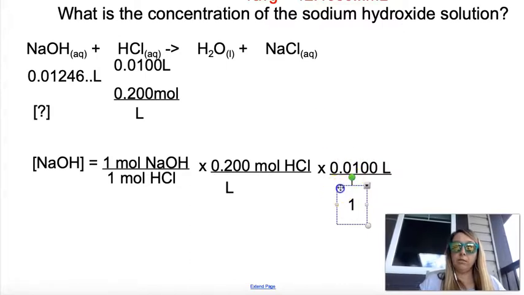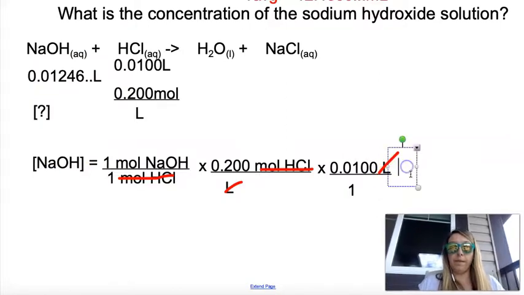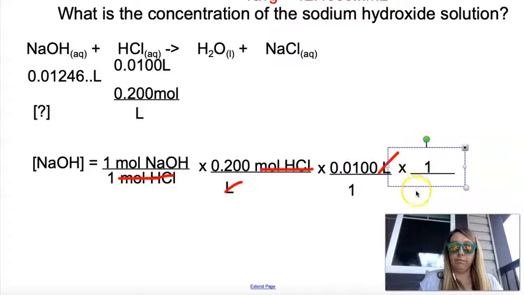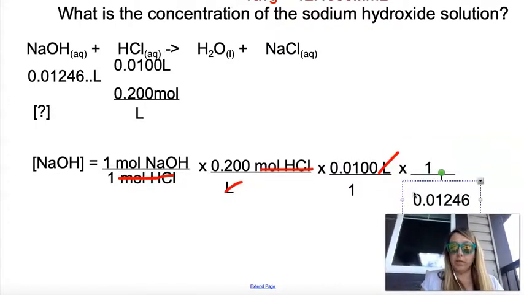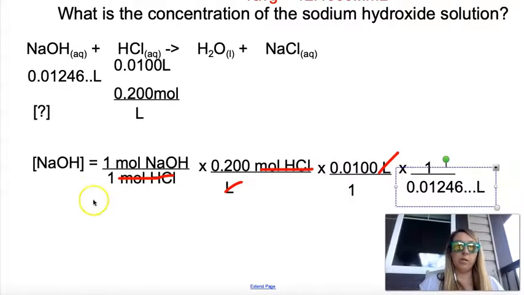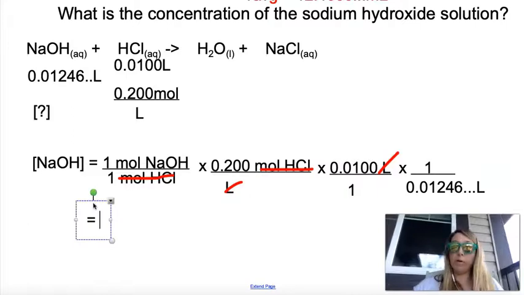Okay, so now take a quick moment to look at our units. Moles of HCl are gone, the liters of HCl are gone. Last thing we need to do is put in that liters of NaOH. You also could have chosen to start with that liters, it really doesn't matter. And we would do times 1 over 0.01246, making sure again that you are using that entire number on your calculator and not actually rounding it.